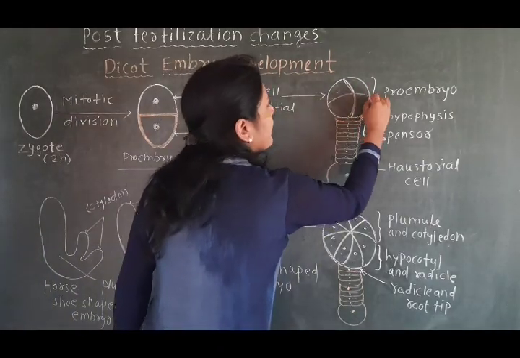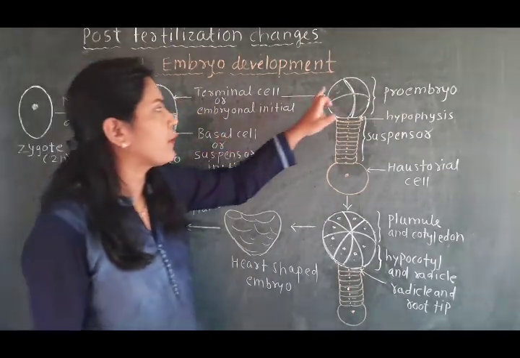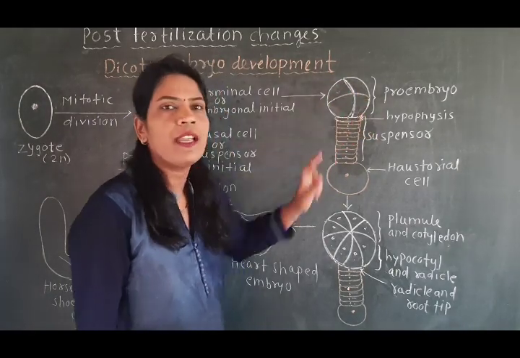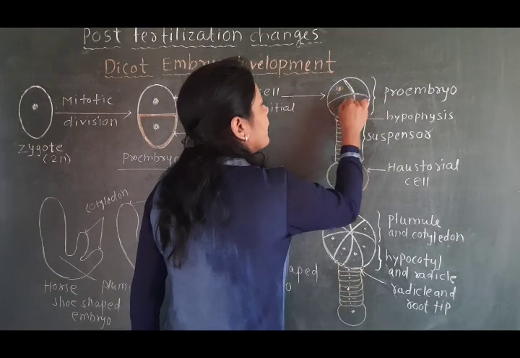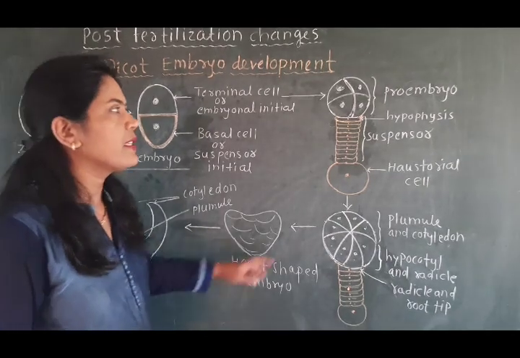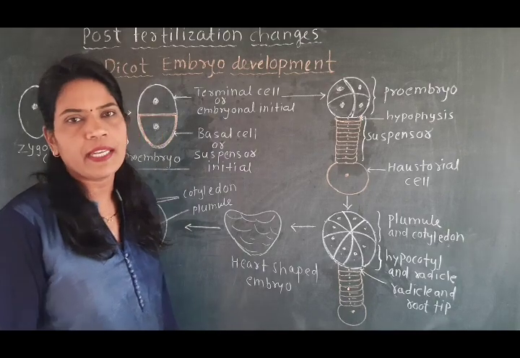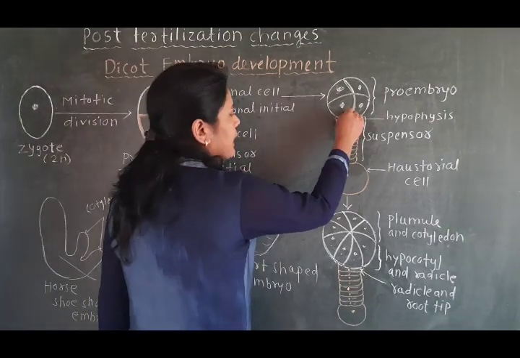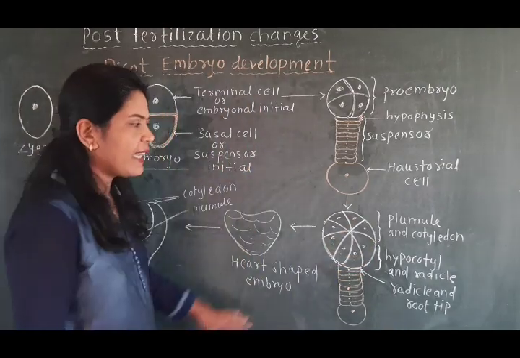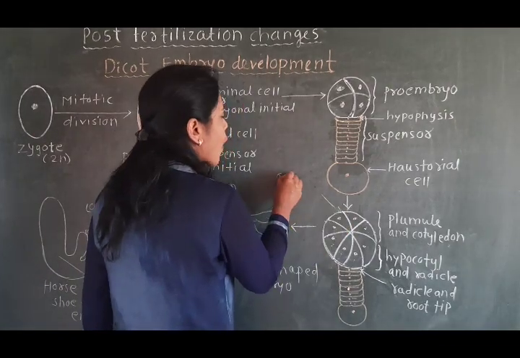By the second mitotic division it forms 4 cells. So this terminal cell by the first mitotic division forms 2 cells, and by the second mitotic division forms 4 cells. So here 2 mitotic divisions are completed. By 2 mitotic divisions there will be formation of the 4 cells, and by the third mitotic division these 4 cells get converted into an 8-cell stage, and this 8-cell stage of the embryo is called an octant.